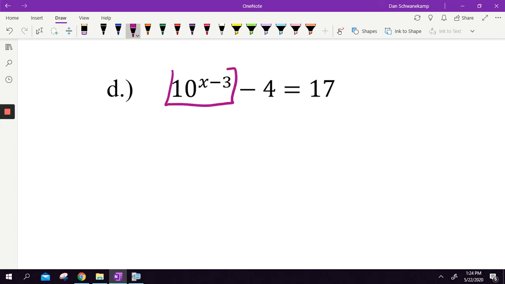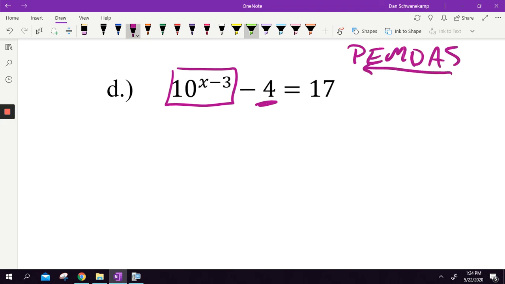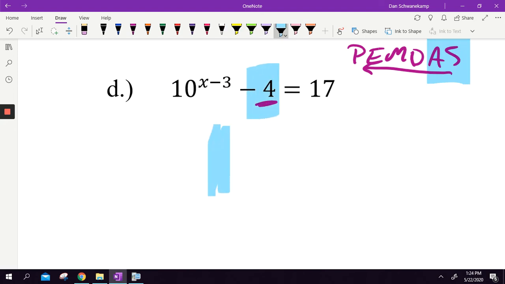So before I mess with the exponential, I'm going to deal with this negative 4 first, because think about PEMDAS. When we do PEMDAS in reverse, we add or subtract first. I've got an add or subtract step, it's this negative 4, so I'm going to get rid of that first. So 10 to the x minus 3 is going to be equal to 17 plus 4, so 21.